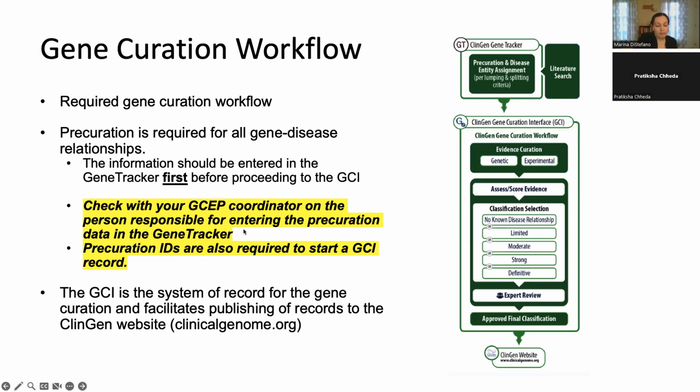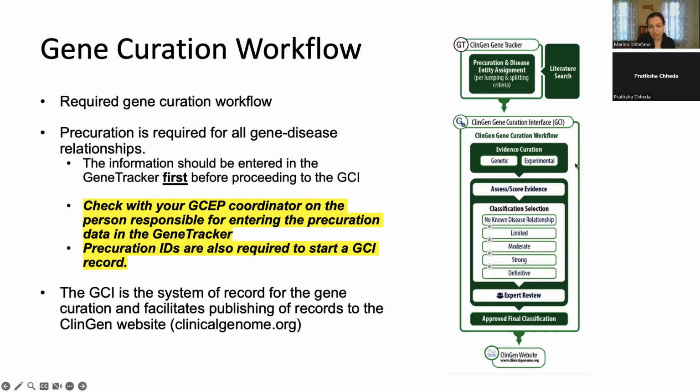So the gene tracker and the pre-curation is required because now we also require the pre-curation IDs to link the gene tracker to the gene curation interface, so that the pre-curation can be published to the ClinGen website when a gene curation is approved and finalized. And the GCI is the system of record for the gene curation, and this facilitates publishing this to the ClinGen website.